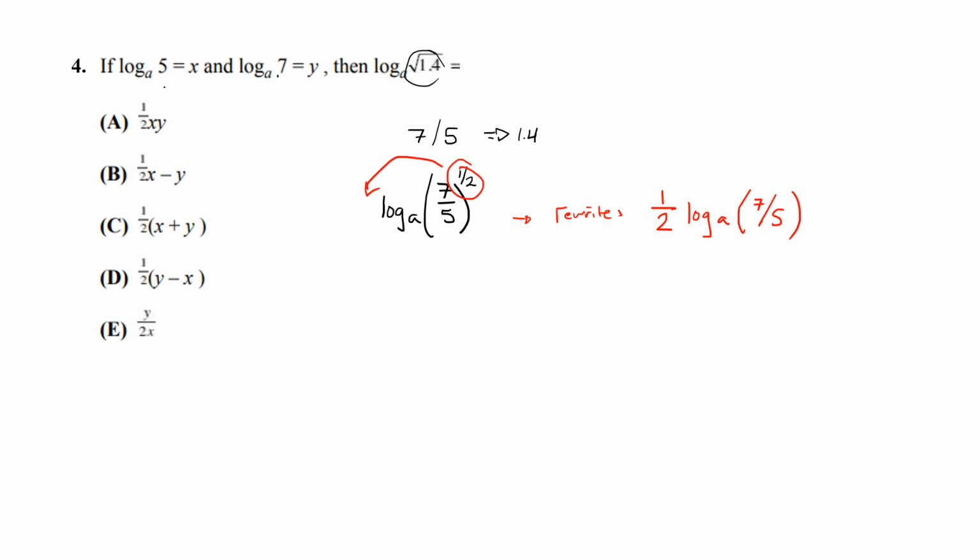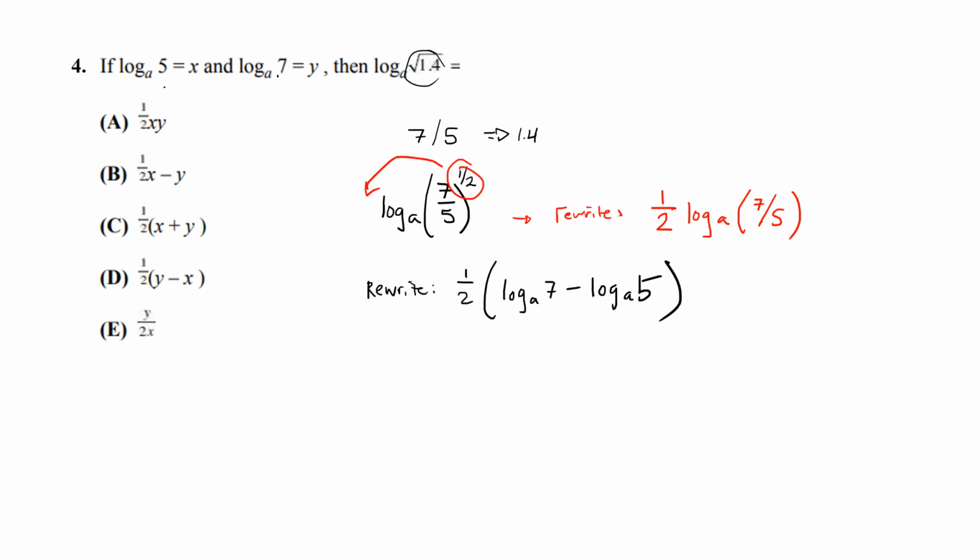There's another rule we can use, another log rule. So we can rewrite once again: log base a of 7 over 5 can be rewritten as log base a of 7 minus log base a of 5. That's another log rule. This is one of those quotient rules.